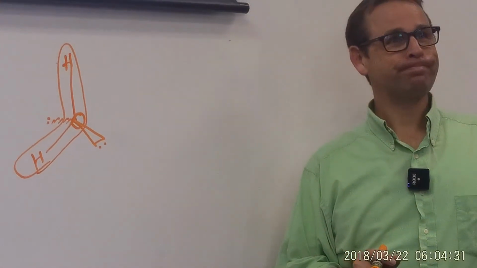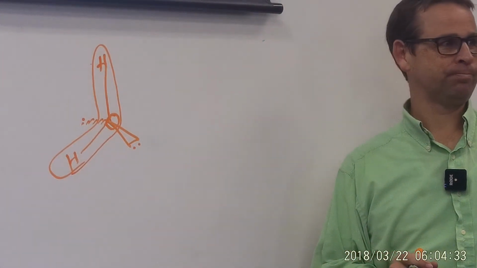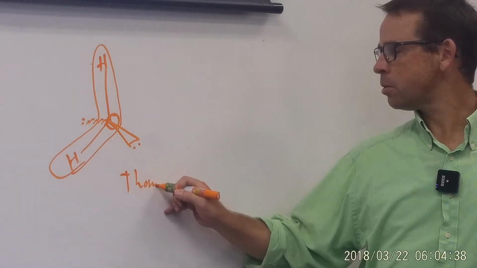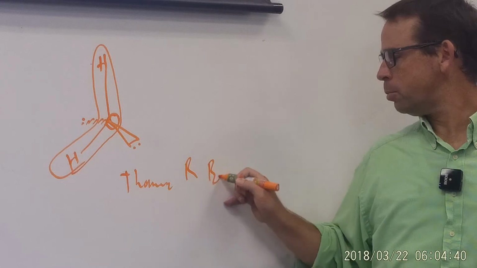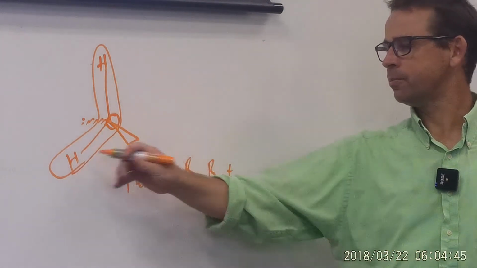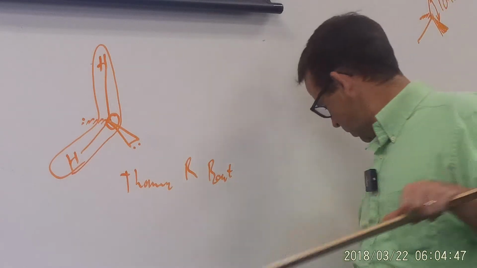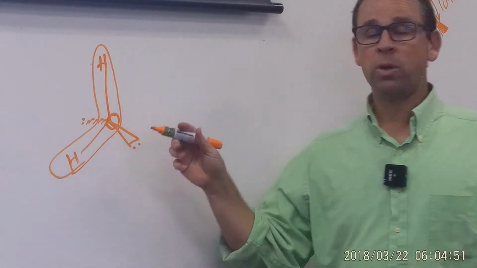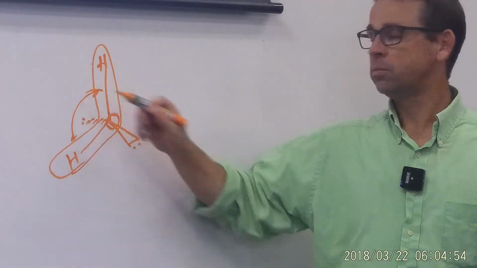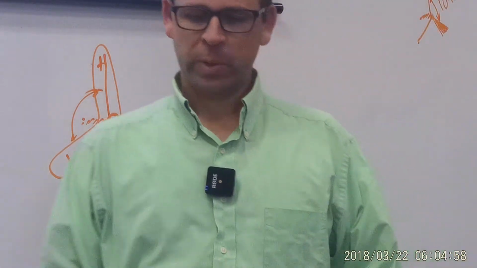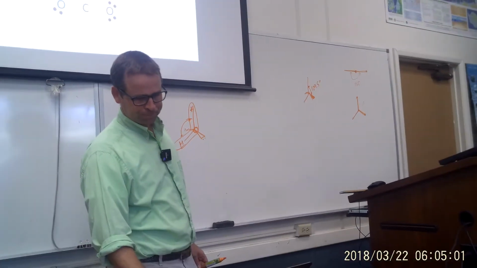Anybody know what the shape of water is called? The person who discovered it was Sir Thomas R. Bent. So we call it bent. Right? Good. Yes, water molecule is bent. And again, what's the angle here? About 109.5. Very good.